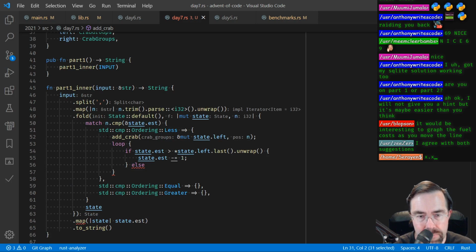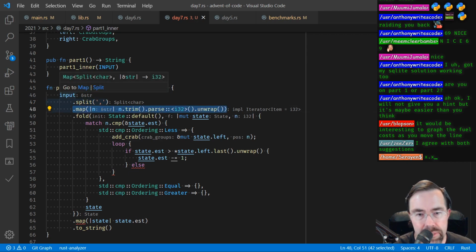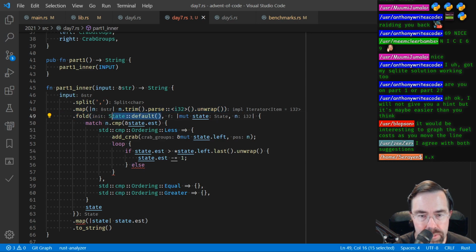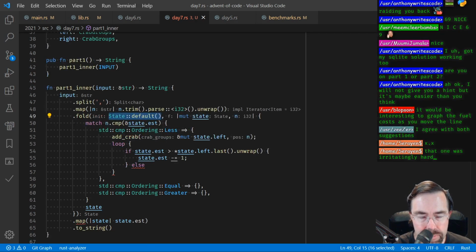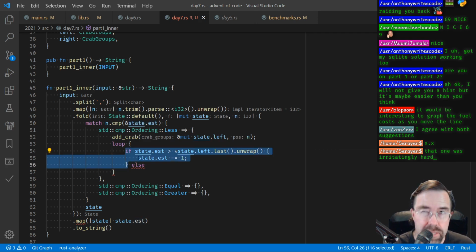So yeah, the core of the algorithm is we take our input, split it along the commas, then this map does all the parsing for us, so we get an iterator of numbers, and then this fold is starting with our default state, which is empty crab groups and an estimate of 0, and then looping through all of the input, one number at a time. We compare that number to our current estimate, and if it's less, that means we're going to put the crab on the left, and we're going to start moving the estimate to the left, and this is where I was. We want to move the estimate to the left until we hit a group, and then we need to decide, do we stop? I guess we would stop.